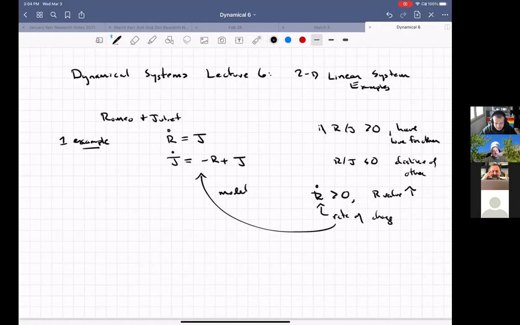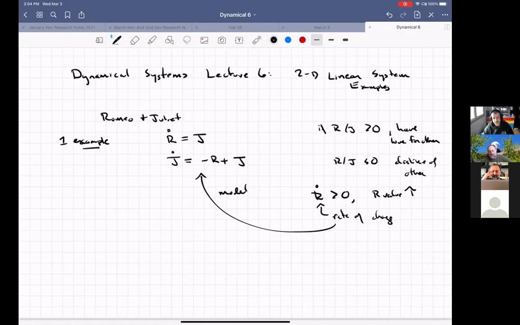Now, J dot here is minus R plus J. So if Juliet has positive feelings, she warms up. If she has negative feelings, she cools off. But she is inversely related to Romeo's feelings. If Romeo likes her, that's a turn off. And if Romeo dislikes her, that's a turn on.